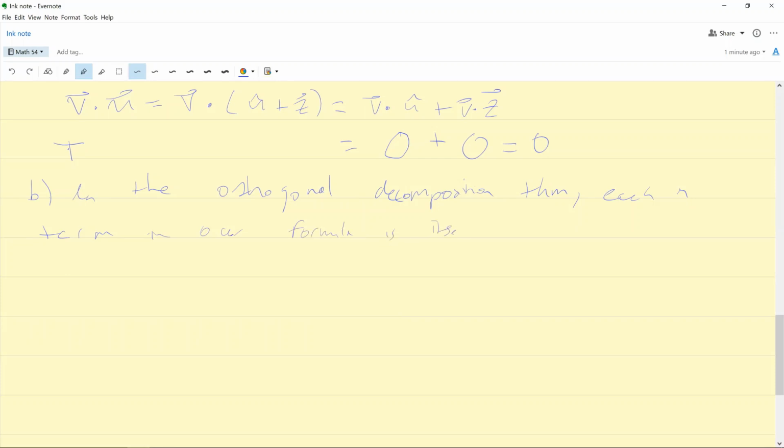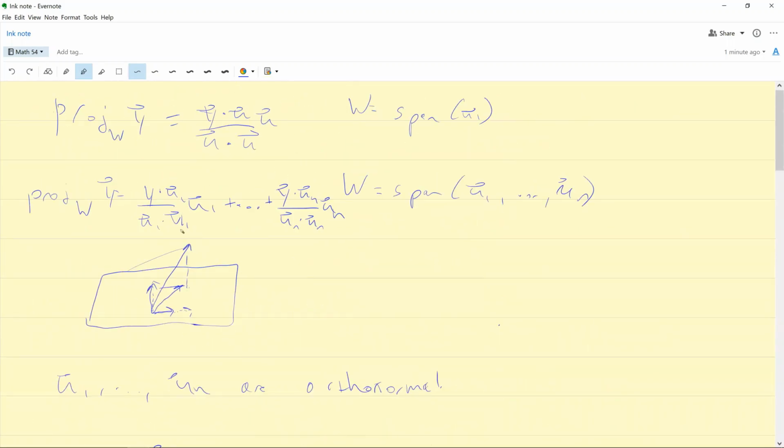Is itself an orthogonal projection of Y onto a subspace of W. So it's going to be asking about the terms in this formula up here, each of these individual terms.